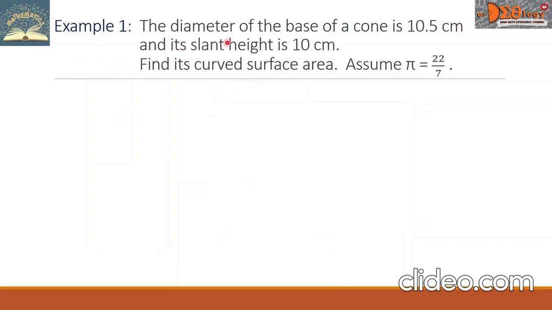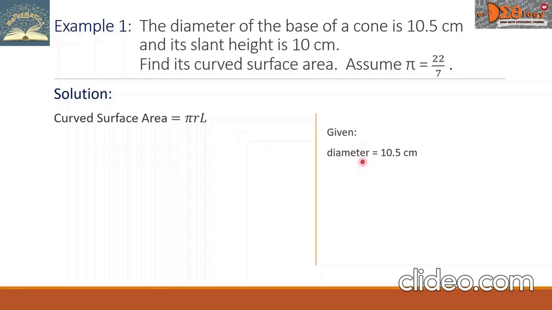Example 1. The diameter of the base of a cone is 10.5 centimeters and its slant height is 10 centimeters. Find its curved surface area. Assume pi equals 22/7. The formula for the curved surface area is here. Now, let us write the given starting with diameter, that is 10.5. In the formula, we need the radius, so we divide this by 2. Thus, radius equals 5.25 centimeters.